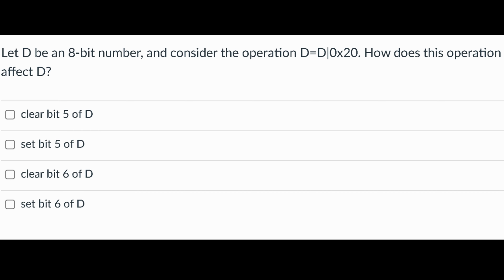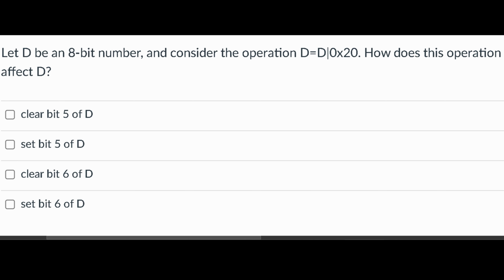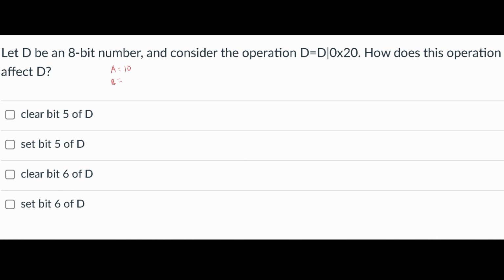We're going to let D be an 8-bit number and consider the operation here. We're asked how this operation affects D. Well, D is a hexadecimal, so we're going to be dealing with hexadecimals. When we deal with hexadecimals, let's write out that A is equal to 10, B is equal to 11, C is equal to 12, and that means D is equal to 13. There's more, but we're not going to be touching those right now.